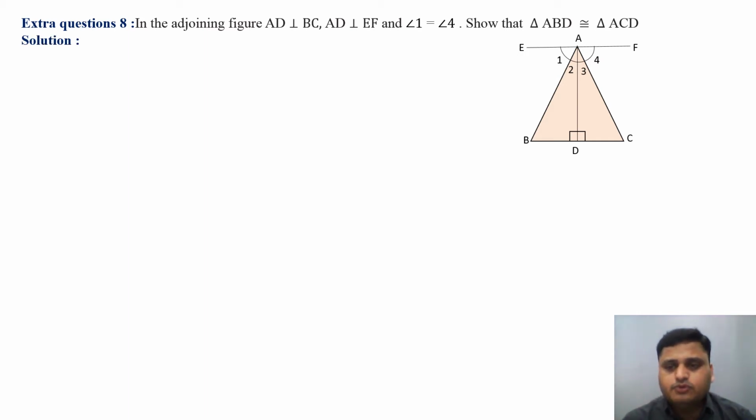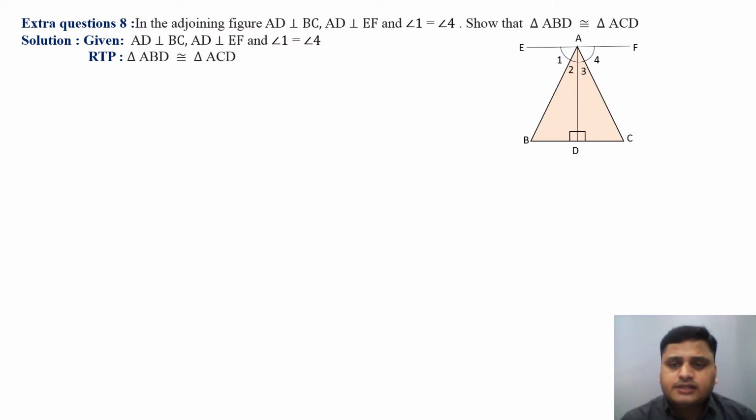Let's begin the proof. For proving this one, what do we need to do? We need to write given. So what is given? AD is perpendicular to BC, and AD is also perpendicular to EF. One more thing is given, that is angle 1 is equal to angle 4. So we will write in RTP: triangle ABD is congruent to triangle ACD.